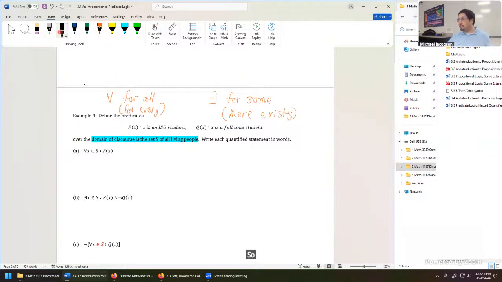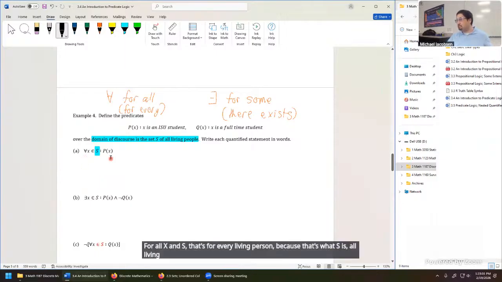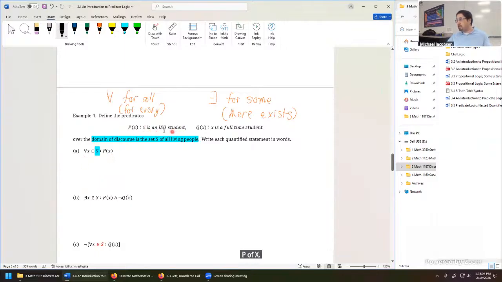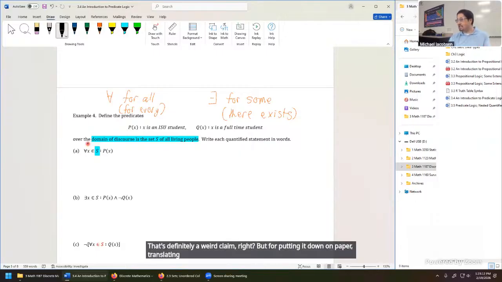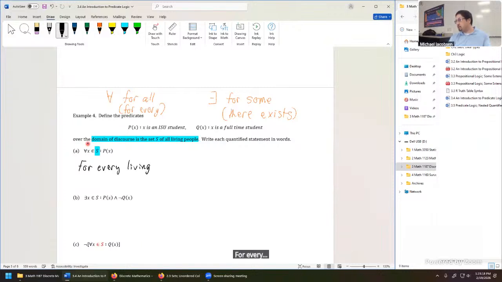So with this information ready to go, the statement is now saying, for all X in S, that's for every living person, because that's what S is, all living people currently, P of X. That would be the person is an ISU student. It's definitely a weird claim, right? But for putting it down on paper, translating it literally as we see it, it's saying for every living person, that person is an ISU student.